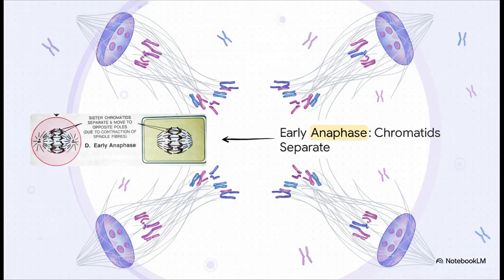Suddenly, boom, we hit anaphase. The centromeres split and those sister chromatids are rapidly pulled apart by the shortening spindle fibers. They are forcefully drawn toward the exact opposite poles of the cell. Notice how they bend into these little V shapes as they're literally dragged through the thick cytoplasm.